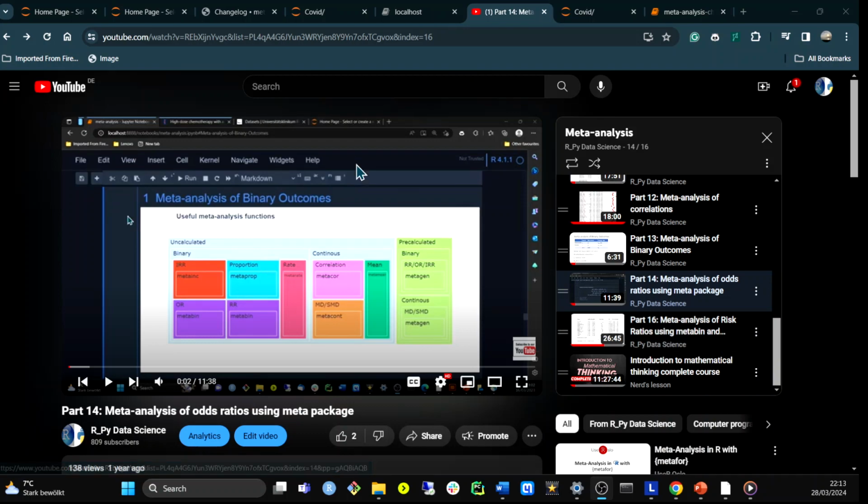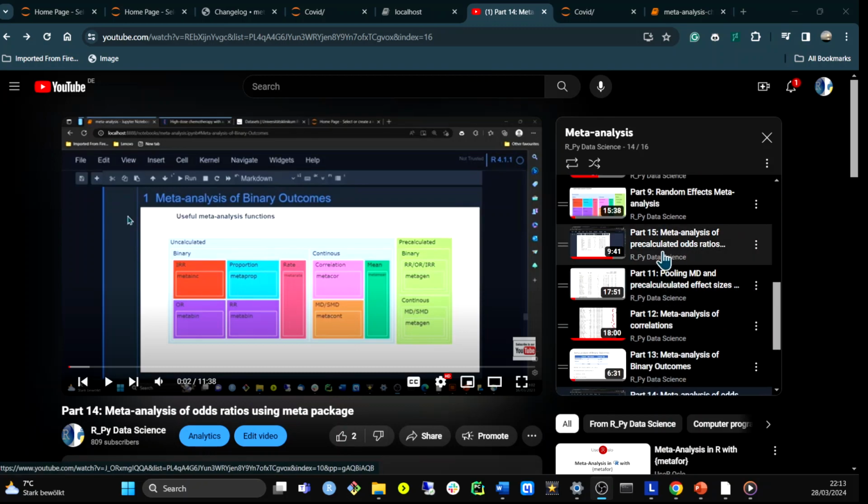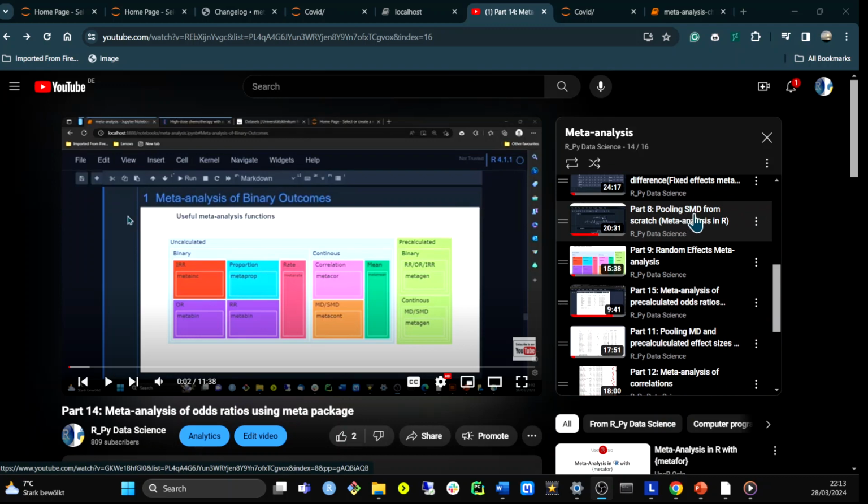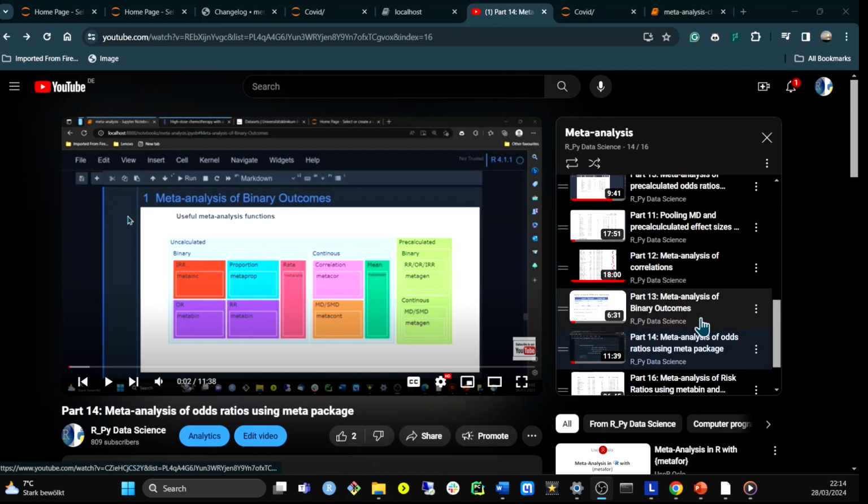So another one of my followers asked me, how do you pool odds ratios without using any package? If you remember, in one of the videos I was doing meta-analysis of standardized mean differences, and I was pooling them without using any package. That means pooling standardized mean differences from scratch without using meta or any other package. So we will do the same for odds ratios, and we will use the Mantel-Haenszel method. And in the next video, I will show you the Peto method and maybe other pooling methods.